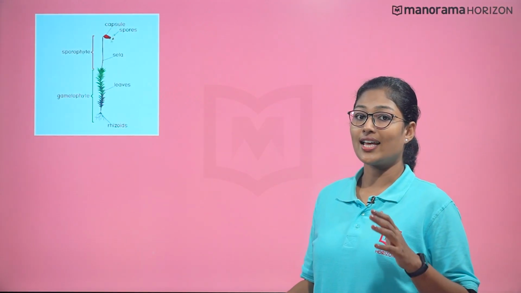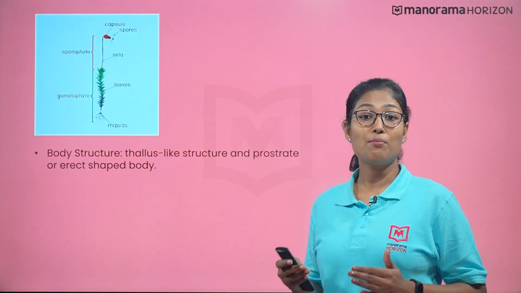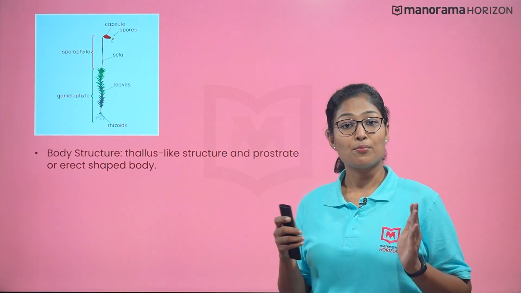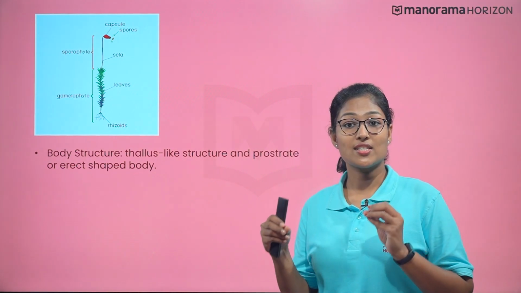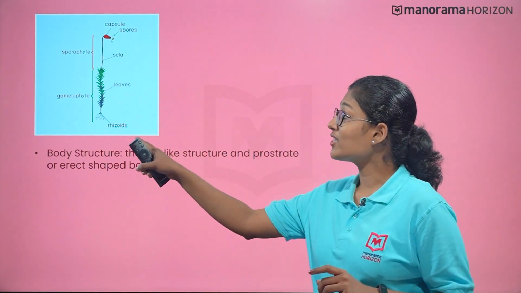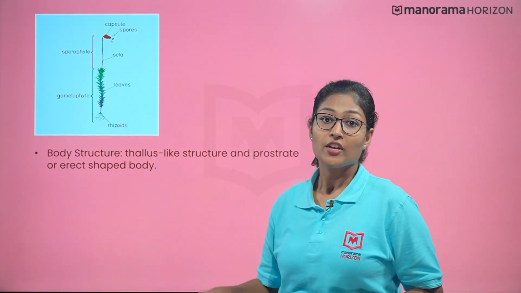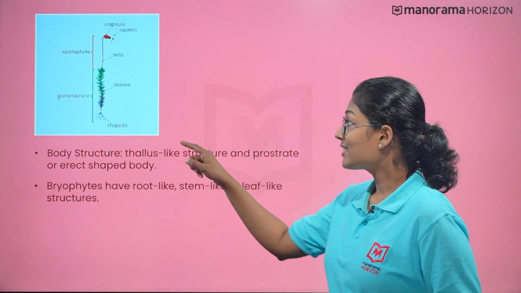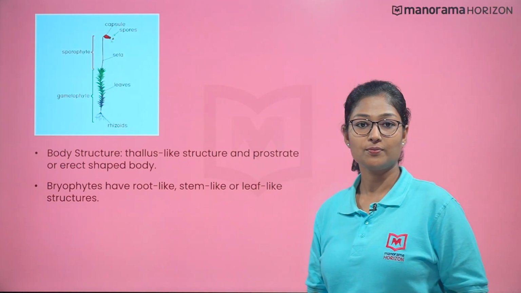Advanced structures than algae can be found in this group. The plant body is a thallus-like structure and prostrate or erect-shaped body attached to the substratum by unicellular or multicellular rhizoids. If you check the image, you can see root-like, stem-like and leaf-like structures.